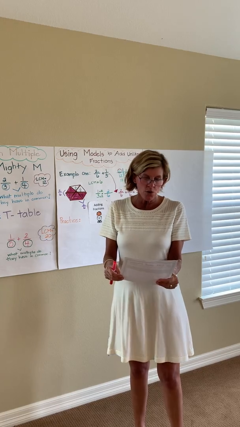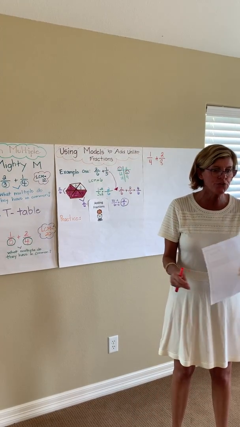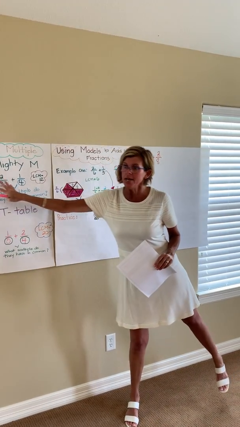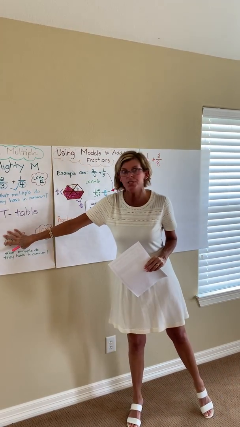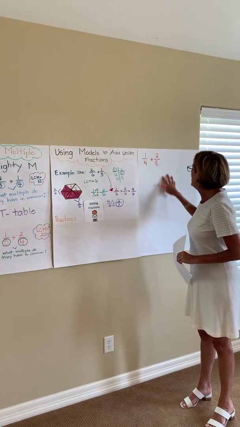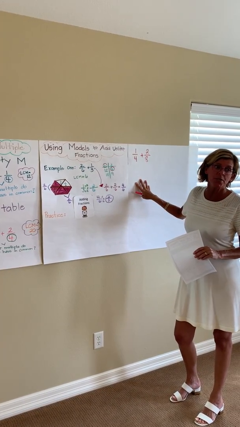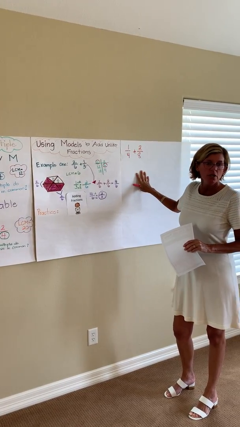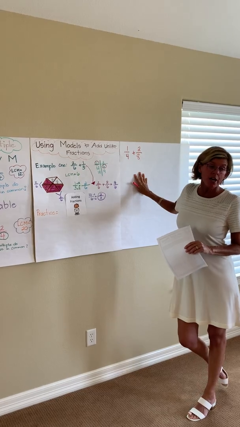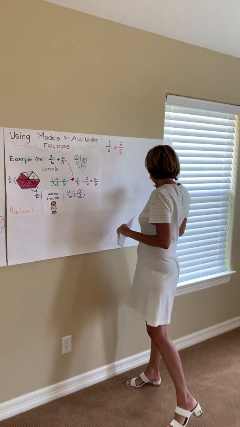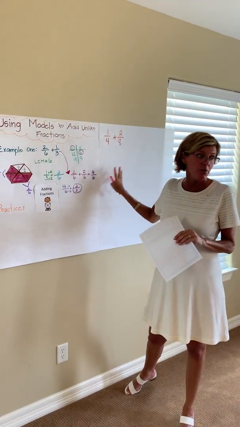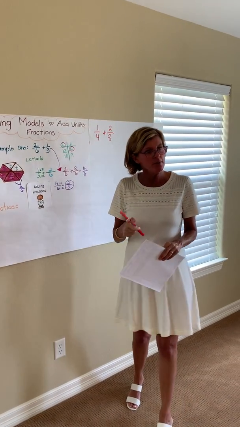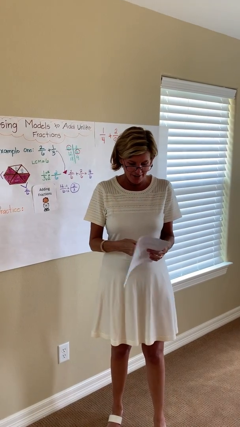Okay. So I need somebody to first come up, and you're going to either do the Mighty M or you're going to do the T-table, and as you're doing it, you're going to explain how you are finding the least common multiple. Who thinks they want to come up and be the teacher? Now remember, when we're the teacher, we can't talk to the wall, right? We have to make sure that we face our audience so everybody can hear. Okay, Alexis, do you want to come up and do that for us? Sure. Okay, here we go.